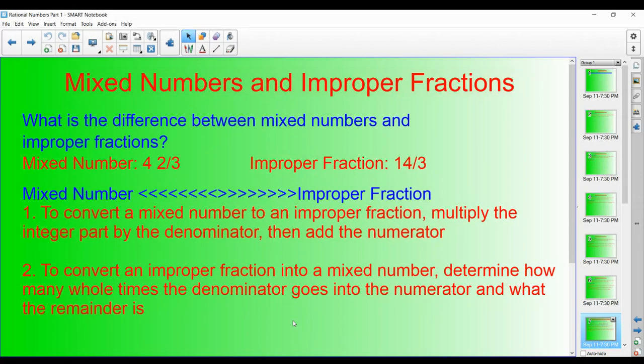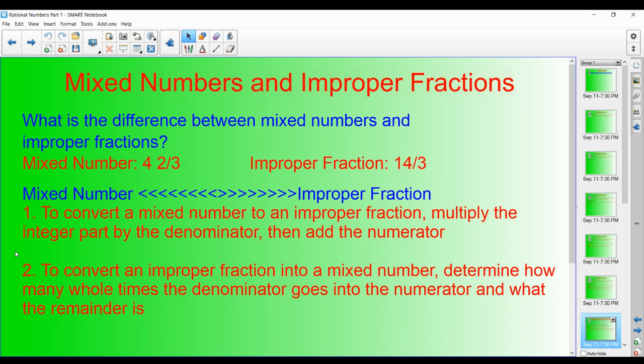Now, we might see mixed numbers versus improper fractions. The mixed number has the integer part at the front and then the fraction part at the end. The improper fraction is where the numerator is bigger than the denominator. Both are valid. If I'm trying to find slope, I probably want an improper fraction. For estimation, a mixed number is generally better. So we're going to learn how to use these two methods to convert from one to the other.